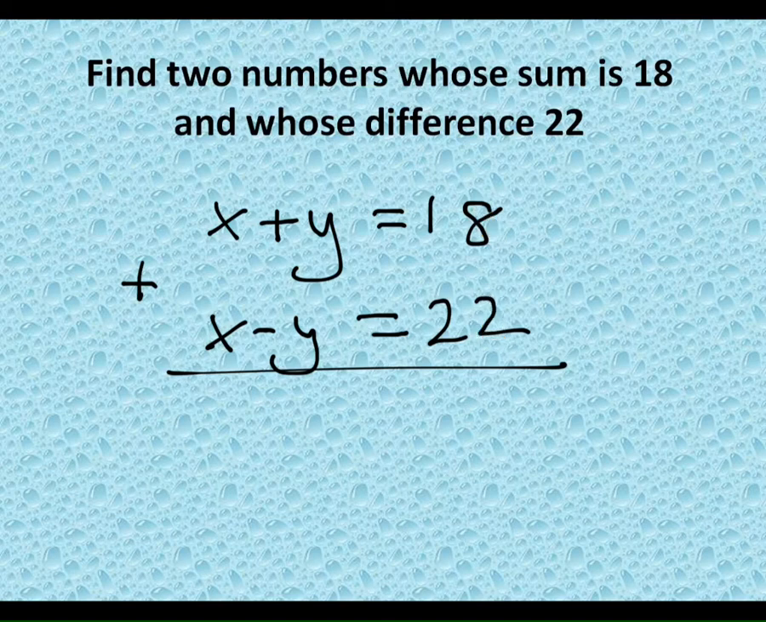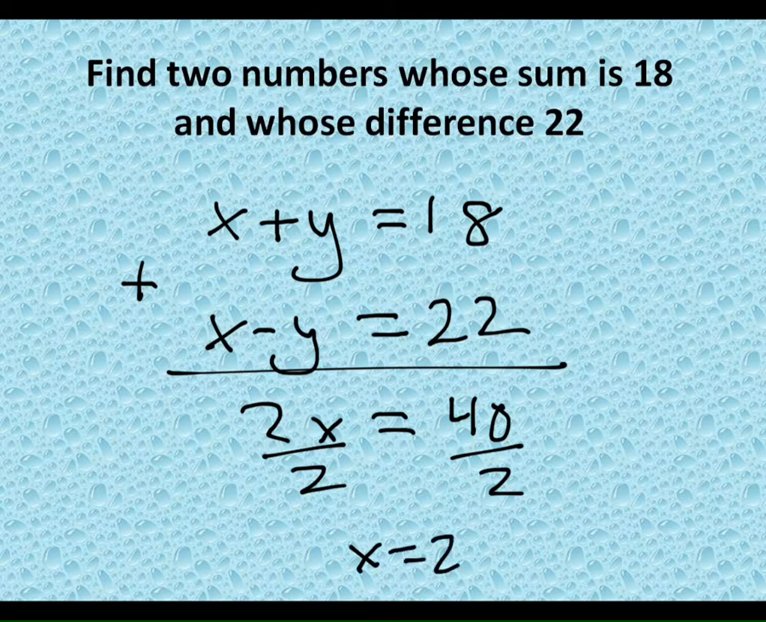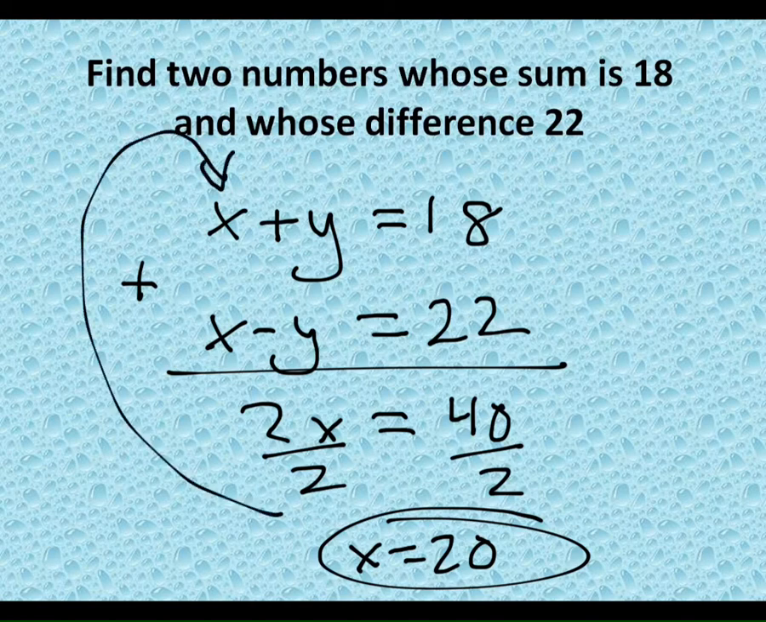18 plus 22 gives me 40. 1y plus negative 1y gives me 0y. That's eliminated. 1x plus 1x, 2x. Solve that for x. Divide both sides by 2. So one of the numbers is 20. 40 divided by 2, I got 20. So to find the other number, I can either take that x and go back and plug it in here, or I could go back and do elimination again, but I could subtract. I could find the other variable.